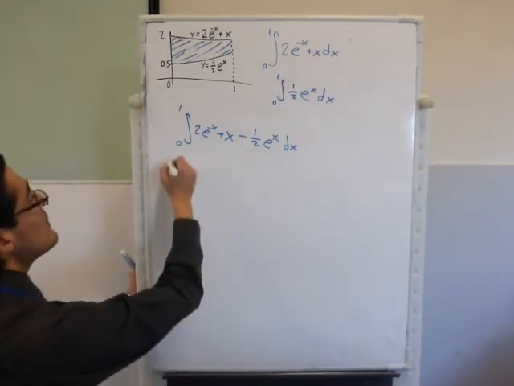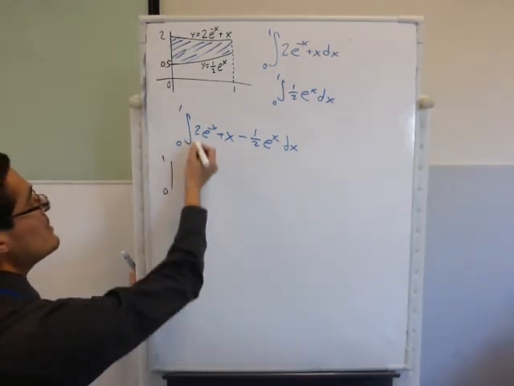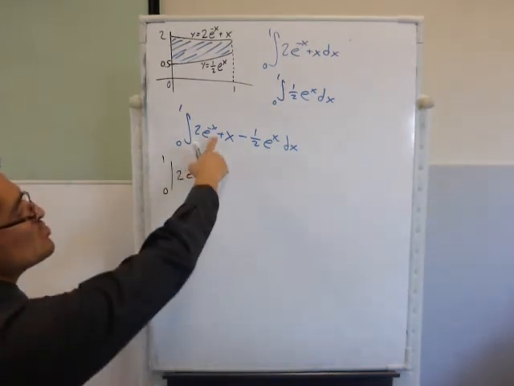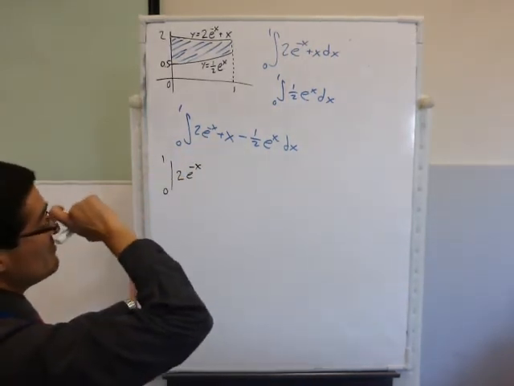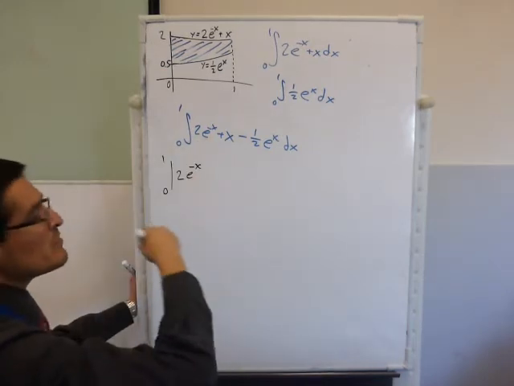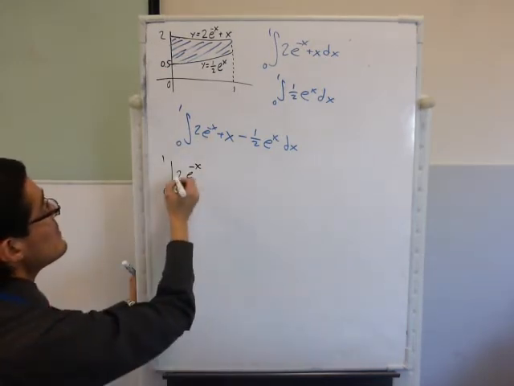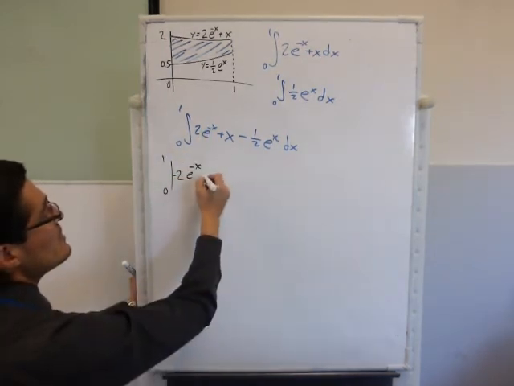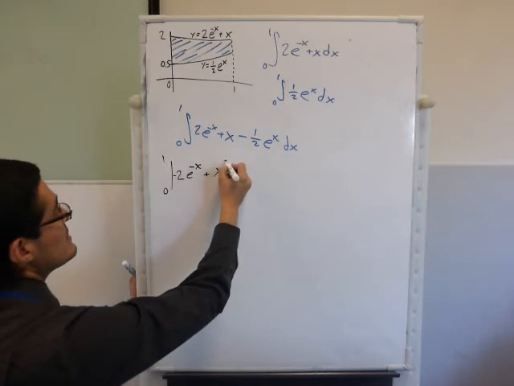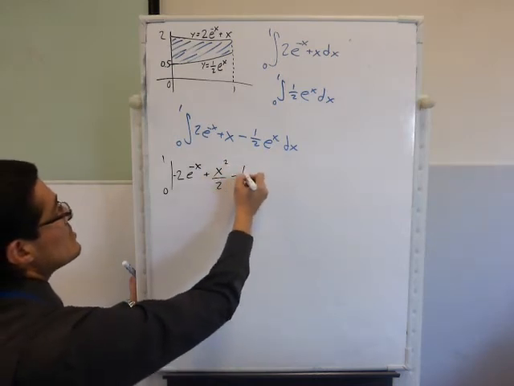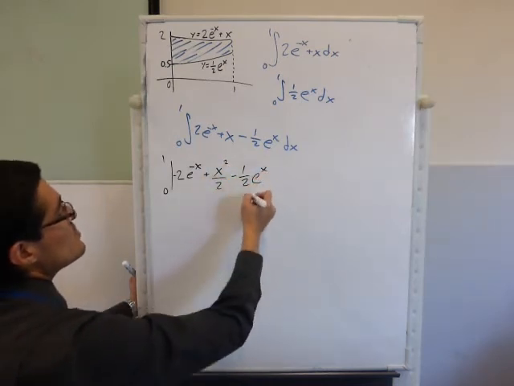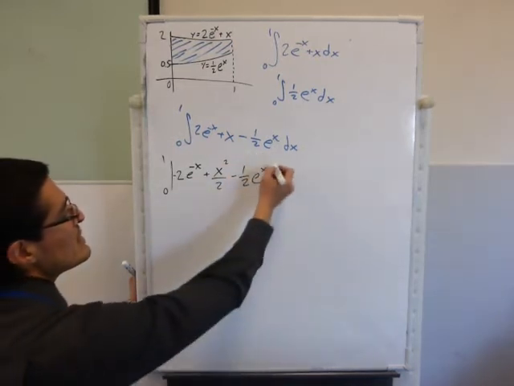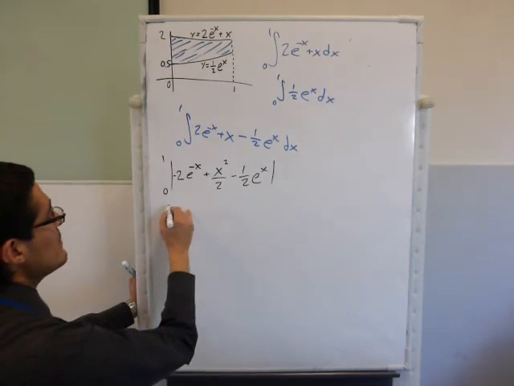You have the integral from 0 to 1, that's 2 e to the negative x. Remember that you should use the change of variable. The value of x becomes u, then the derivative of u is -1. Therefore, you need to compensate right there with the negative because of this. Then the integral for x is x squared over 2, minus 1/2 e to the x. That's the way you integrate those two things. And that will be the same.